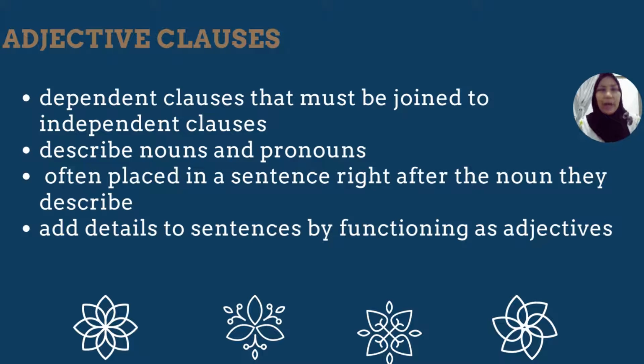An adjective clause is a dependent clause that must be joined to an independent clause. It describes nouns and pronouns. Adjective clauses are often placed in a sentence right after the noun they describe, and they give details to the sentence, functioning as an adjective.